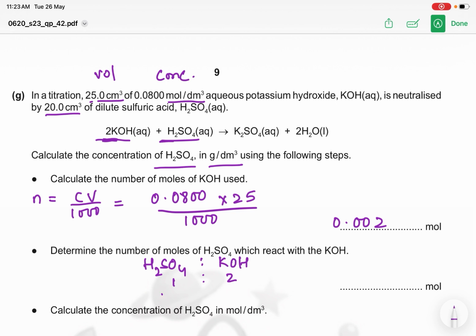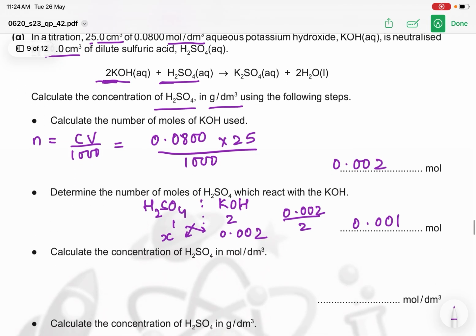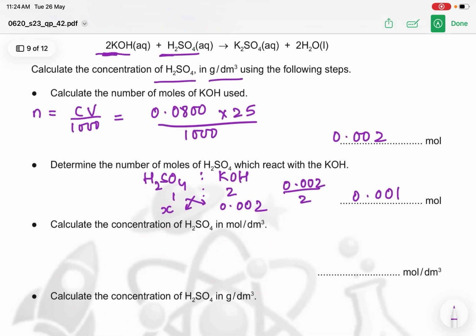For H2SO4 we have to find the number of moles, so it is X. For KOH we have just found, which is 0.002. When we cross multiply them, it is 0.002 divided by 2. So it is 0.001. Calculate the concentration of sulfuric acid in mole per dm cube.